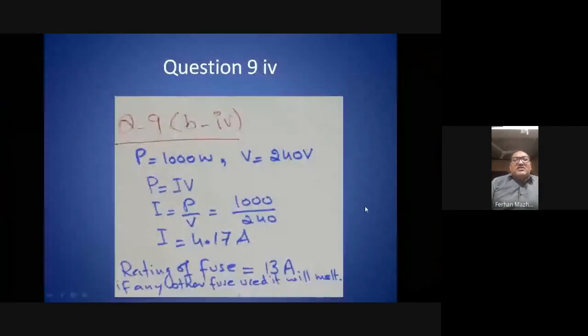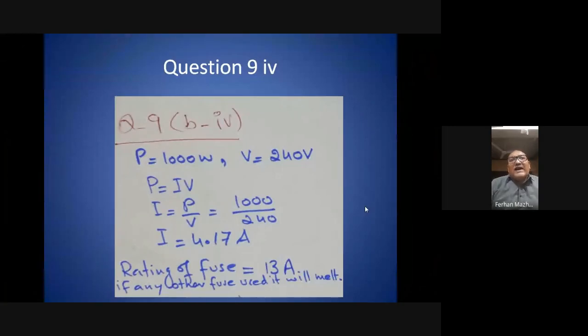Okay, so the power is 1000 watt, voltage is 240 volt. So power is equal to IV. I will be equal to power divided by voltage, equals 1000 watt divided by 240 volt. So the answer will be 4.17 ampere. You see the fuses which are given there. So the current the drill will take is 4.17 ampere. So for the fuses which are given, I have to use the fuse whose rating is more than 4.17 ampere.